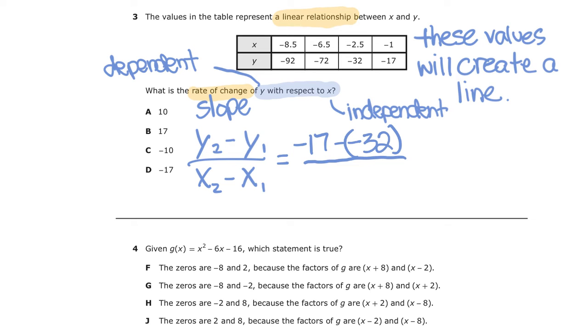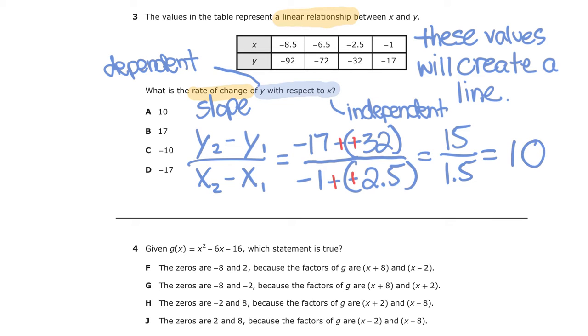In the denominator, we have x2 minus x1, -1 minus -2.5, again, parentheses. The negatives in the numerator and the denominator become positive. Negative means positive. And -17 plus 32 is 15. In the denominator, we have 1.5. Now I guess we need to divide 15 by 1.5. That means how many 1.5s are there in 15? What do we have to multiply 1.5 by to get to 15? And that is 10. Answer choice A.